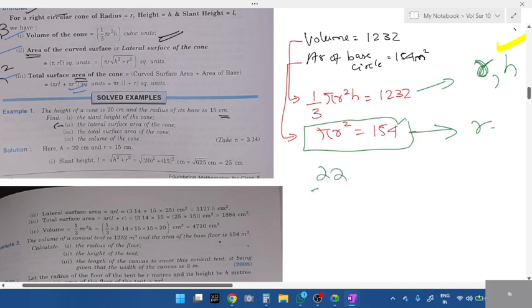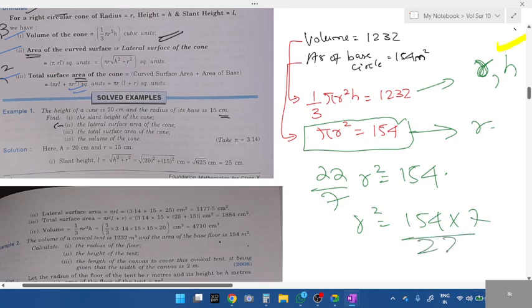Pi is 22 by 7. R square, keep it as it is, 154. R square is equal to 154 into 7 divided by 22. Is this clear? All of you understood why I used pi r square? Area of the base first. Okay, write that. Find the value of R. Then use the first one, students. Find the value of H. Be quick.